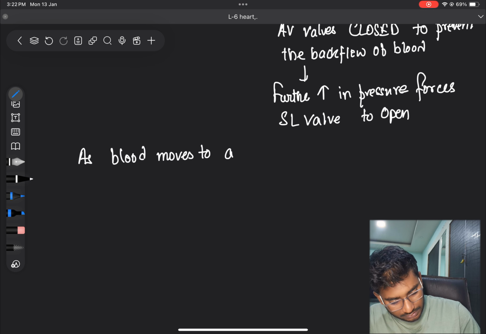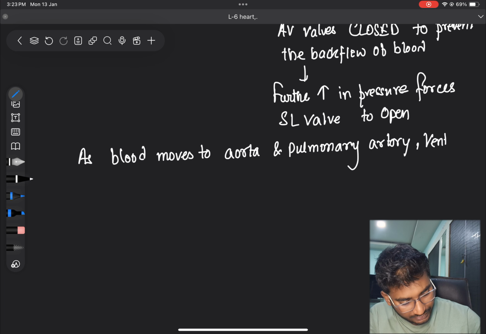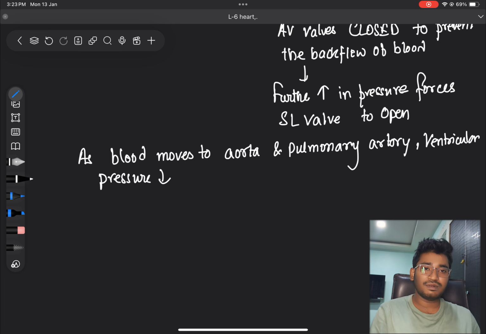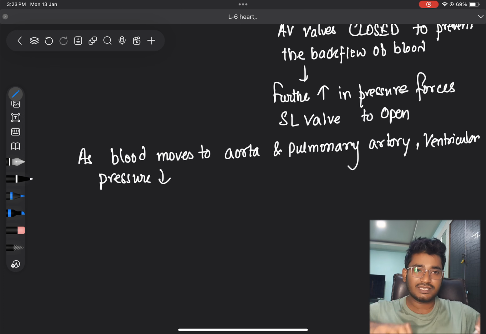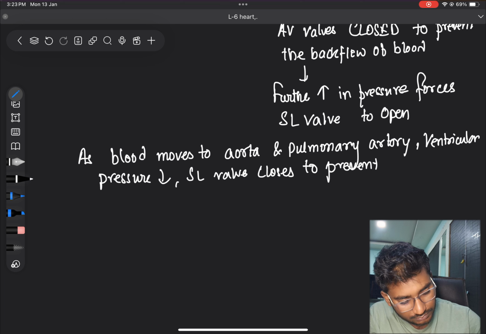Now, next, as blood moves to the aorta and pulmonary artery, ventricular pressure decreases. As blood moves to the aorta or the pulmonary artery, the ventricle gets relaxed, the pressure is decreased. So what happens? The semilunar valve closes to prevent the backflow of blood.